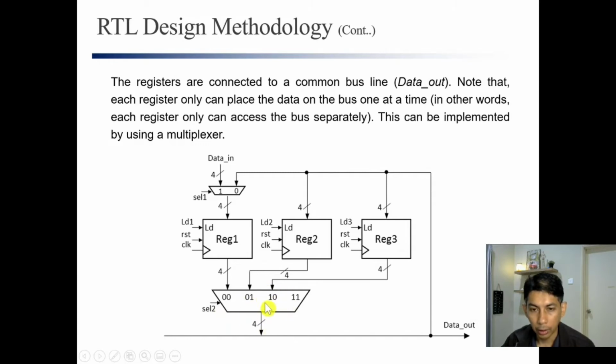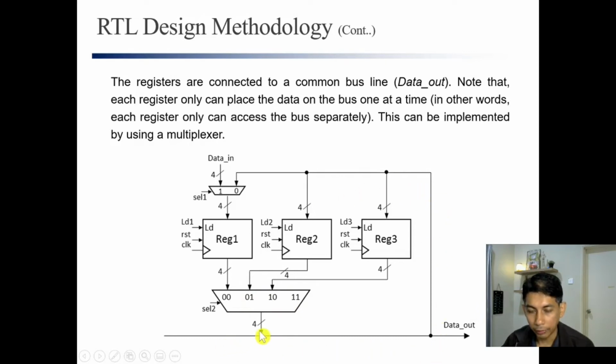We can see that these registers share the same bus. This bus is called data out. This is the same line, same bus, and the size is 4-bit. In digital design, computer design, or microprocessor design, we always share the bus like this. We don't have a separate bus for every register because that is very costly. So we always share the bus. So how to share the bus? The bus is just like the highway.